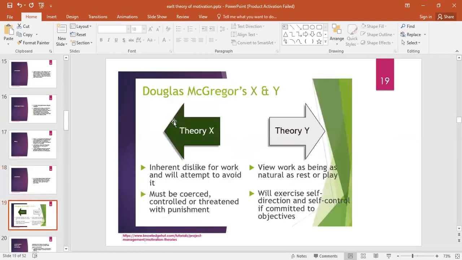This is the diagrammatic representation of McGregor's Theory X and Y. Theory X: inherent dislike for work and will attempt to avoid it, must be closely controlled or threatened with punishment. Theory Y: view work as being as natural as rest or play, will exercise self-direction and self-control if committed to the objective.